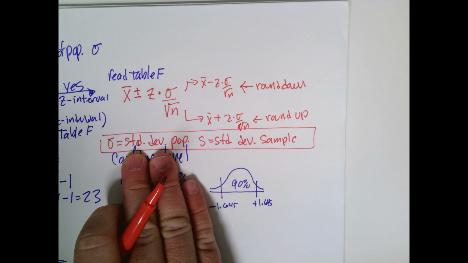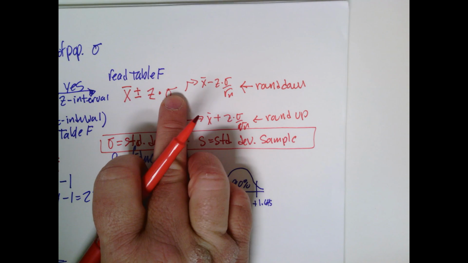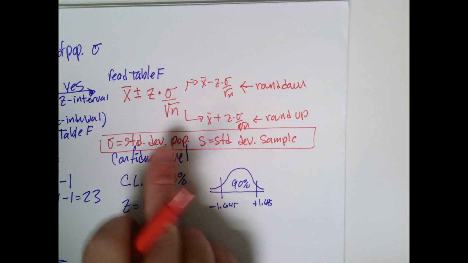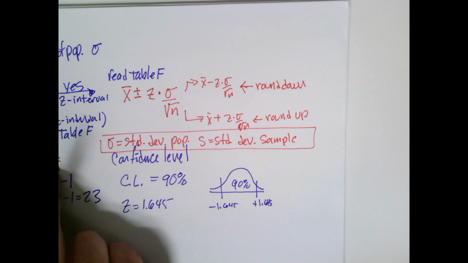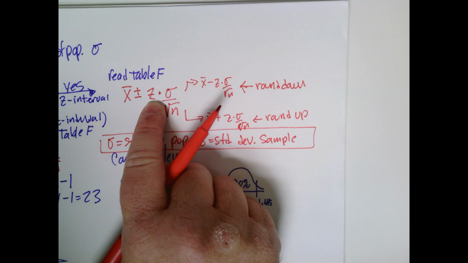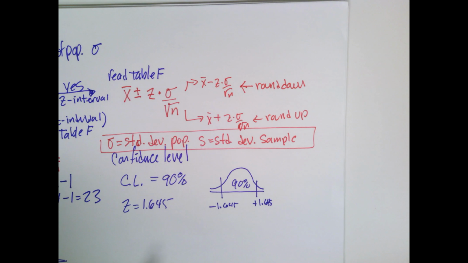Do I know the standard deviation of the population? Yes, then it's a Z interval, and we use the population standard deviation given. If we don't know sigma, the standard deviation of the population, then we make a T interval, and notice that they're almost the same. The Z becomes a T, and instead of the population standard deviation, we use the sample standard deviation. Okay, so that's how we're going to start out these problems.